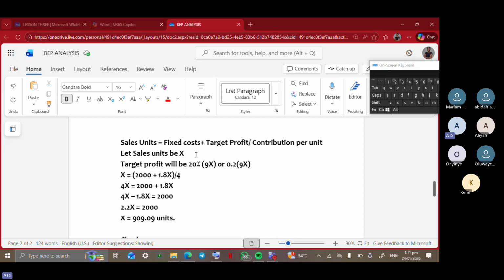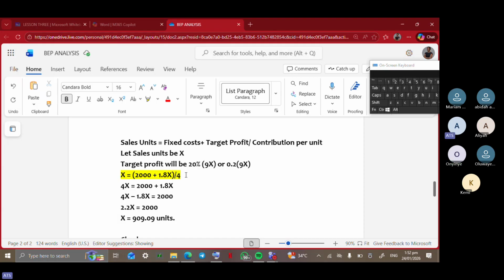So which is why we use mathematics. We said let it be X, right? If our sales unit is X, remember your total sales is a function of your sales unit and your selling price. Total sales is equal to sales unit times selling price. We've been given selling price as 9. We don't know what our sales unit is. That is what X is. And your target profit is 20% of your total sales. So that's how we arrived at the equation in the third line. Are you following me? That's how we arrived at this equation here.